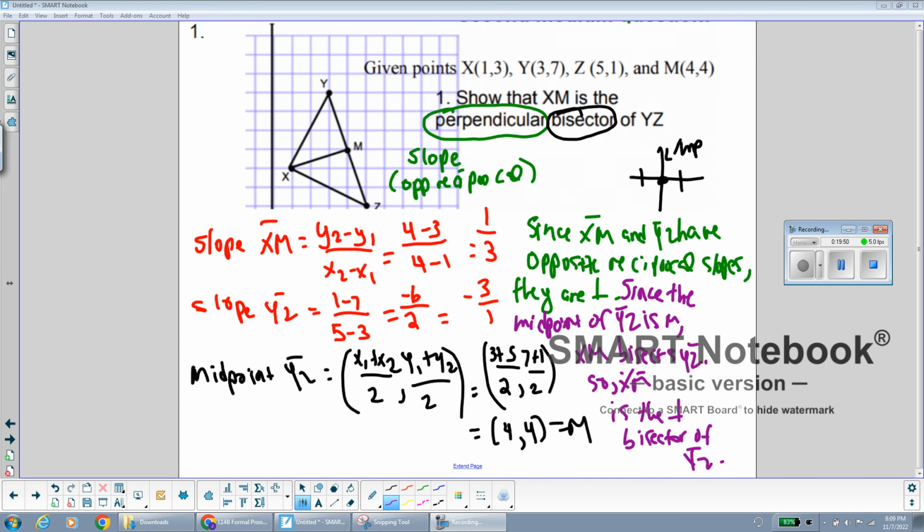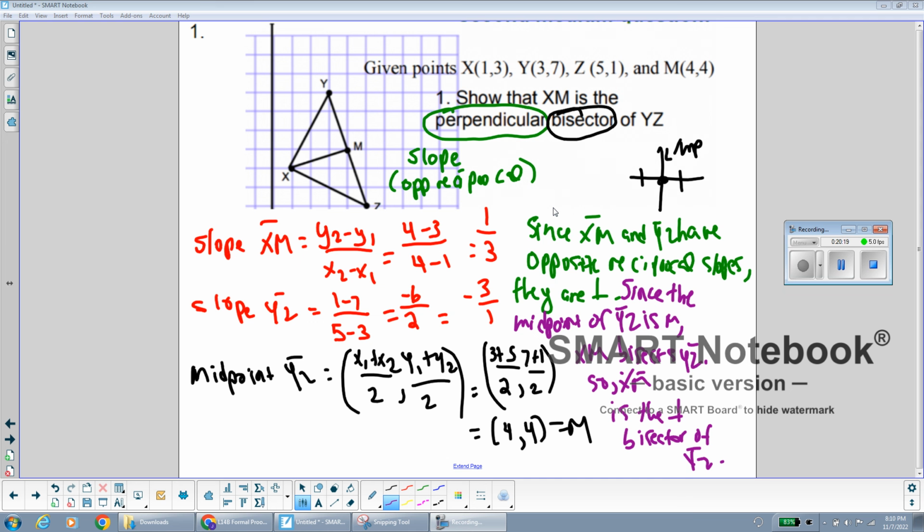Here I have my calculations. So I found the slope of XM and the slope of YZ, and I found that they were opposite reciprocals of each other. 1/3 and -3 are opposite reciprocals: different signs, the fractions are flipped. So the perpendicular part is covered. And then I found the midpoint of YZ, and I found that the midpoint of YZ is the point (4, 4), which is point M. So I ended with a concluding statement.